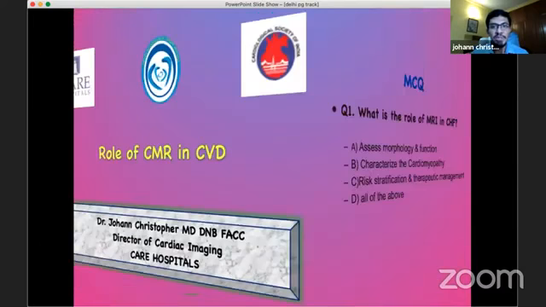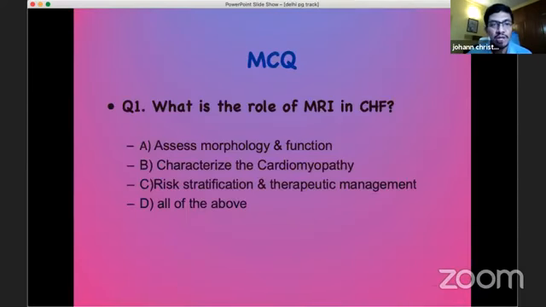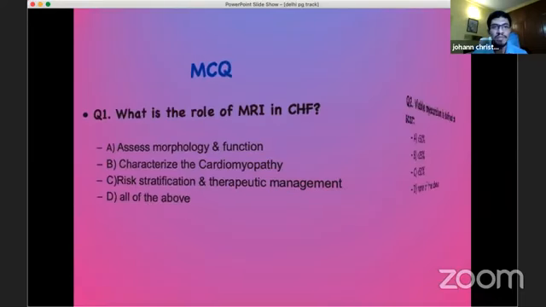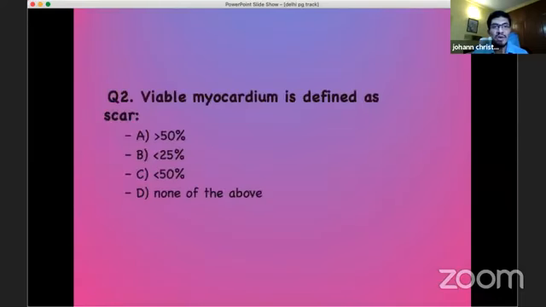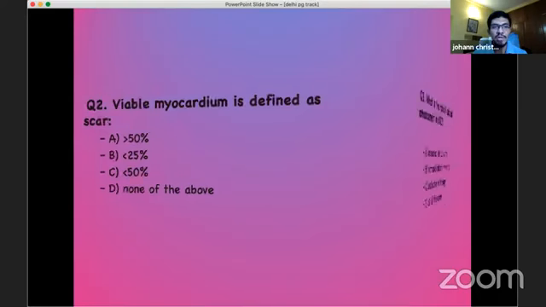To put things in perspective, I'm going to show you a couple of questions. You can have a look at them, take a screenshot, analyze them, and then we will look at the answers once I'm done. The first question is, what is the role of MR in CHF? The answers are as follows: morphology, function, characterization, risk stratification, or all of the above. The second question is, viable myocardium is defined as a scar greater than 50% of the myocardium, less than 25%, less than 50%, or none of the above.